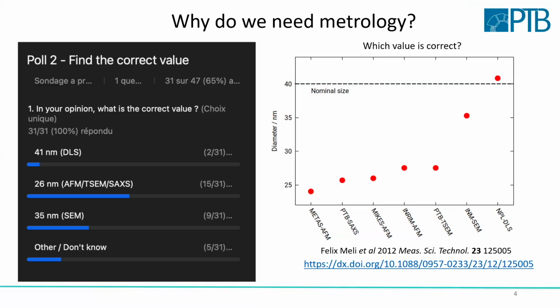And this is the result. The majority of you said 26 nanometers, AFM, TSEM, and SAXS. So only a small number of people chose the others. So please, Yuri, can you go on to the next slide?